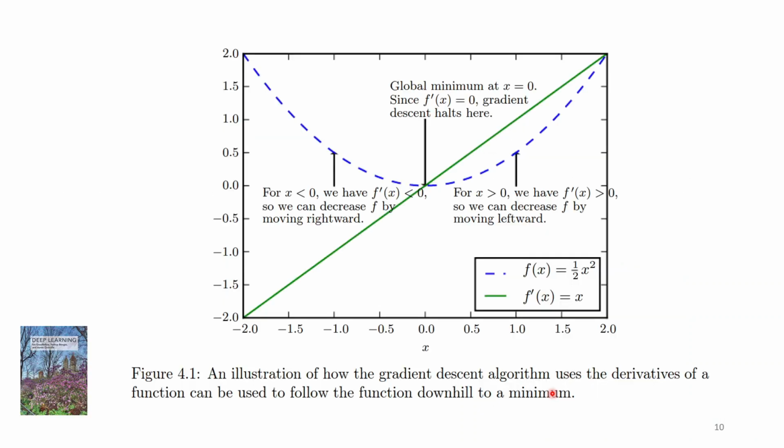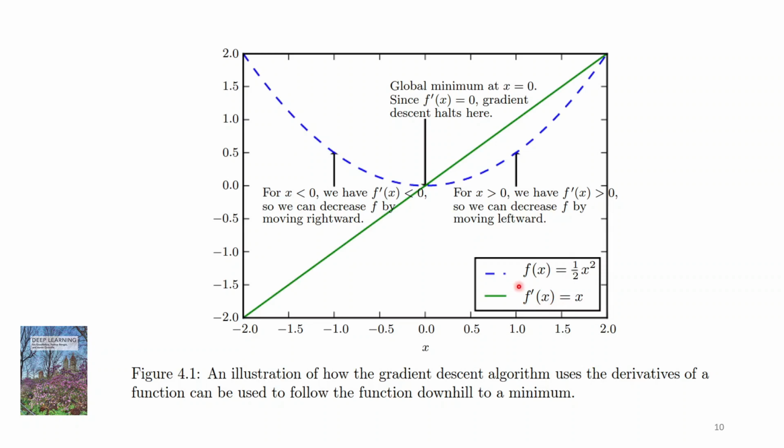There is another illustration in your reference book, Deep Learning. In figure 4.1, it means given a function as the dark blue curve. Again, the equation of the function is this. Then we can calculate its derivative.